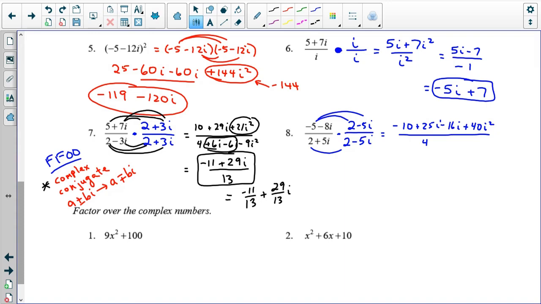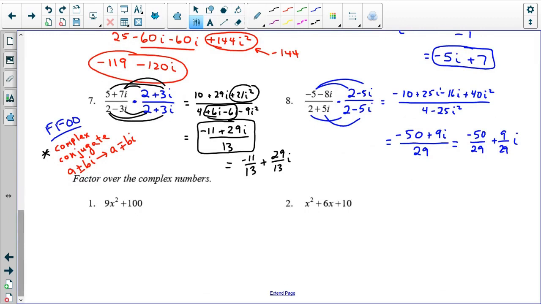Minus 10i plus 10i, those go away. And then this becomes minus 25i squared. So when I simplify this, I get negative 10 minus 40, which is negative 50, plus 9i all over 29, since negative 25i squared is 25. And again, I could write this as negative 50 29ths plus 9 over 29 i if I wanted to. So either one of these would be an acceptable form of the final answer.